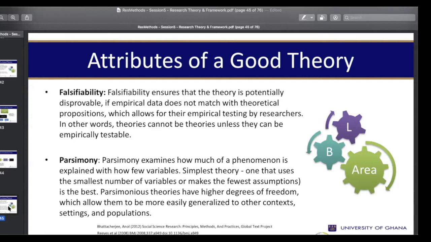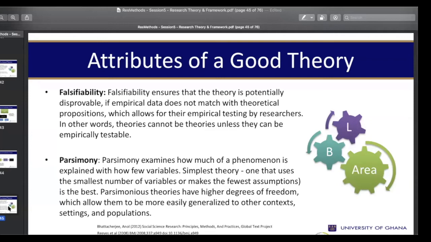So all theories should be parsimonious, meaning that we should use the smallest number of variables to explain complex phenomena. Instead of having a very complex relationship using so many variables, which actually confuses us, that's not what we want. We want you to explain complex things with fewer variables. Otherwise, it's important to break the complex things into different parts so that I can explain them in different issues.